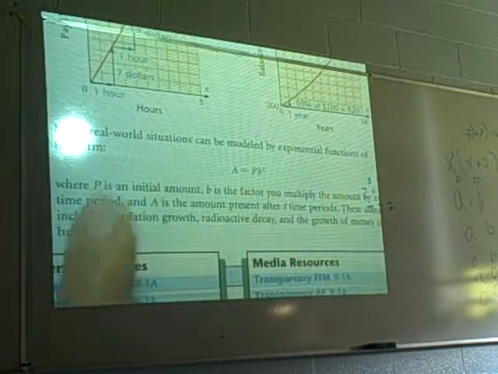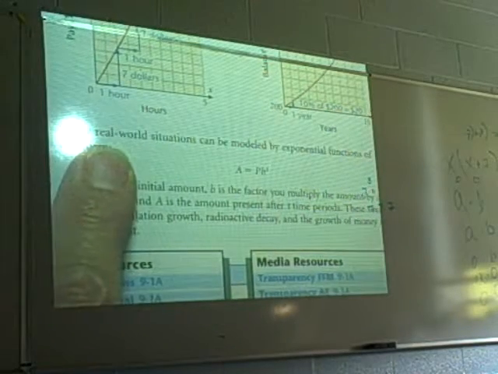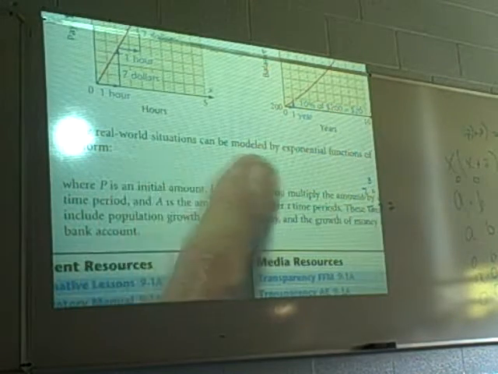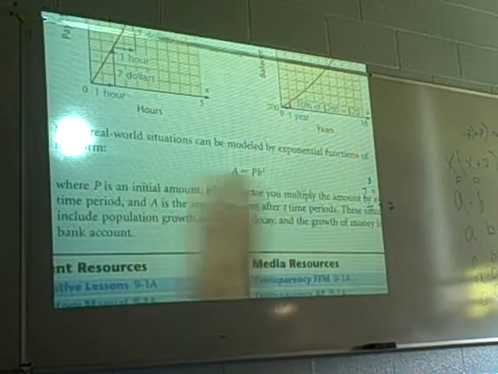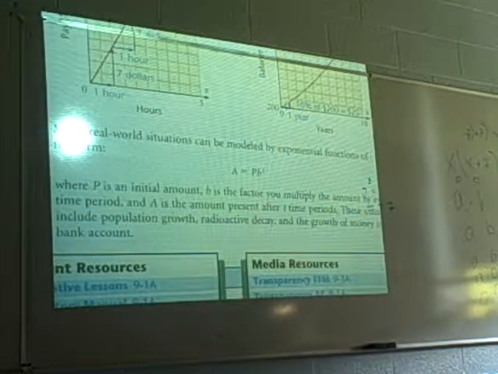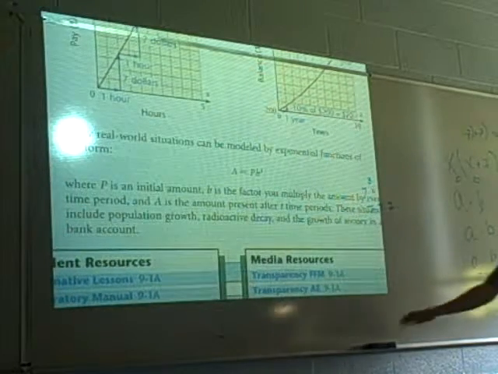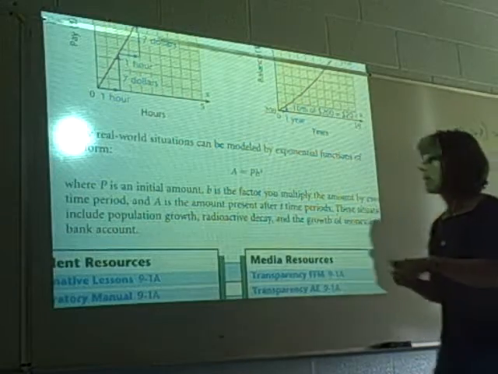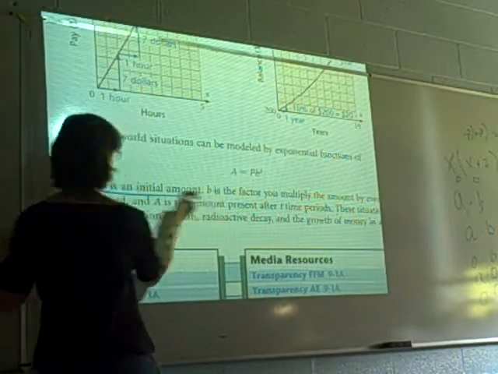Haley, for you. All right, I'm reading this right out of your book. Many real-world situations can be modeled by exponential functions of the form. Okay? And you need to write this down. This is really important because we're going to use this. Okay. P is the initial amount.